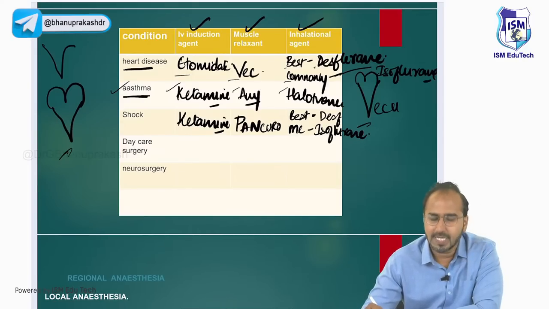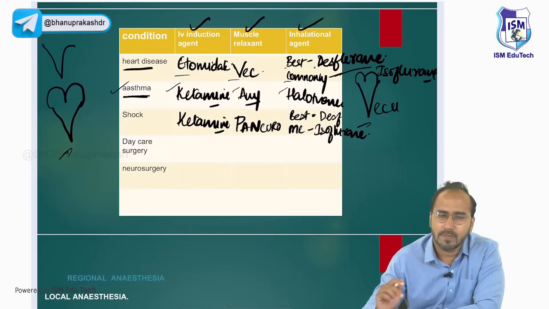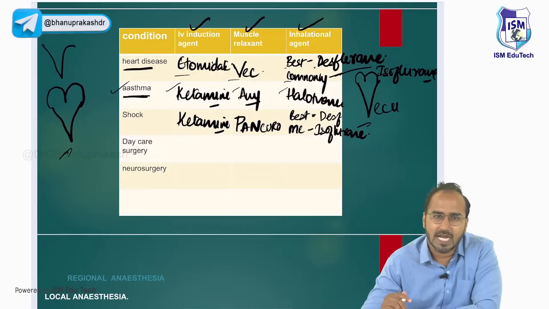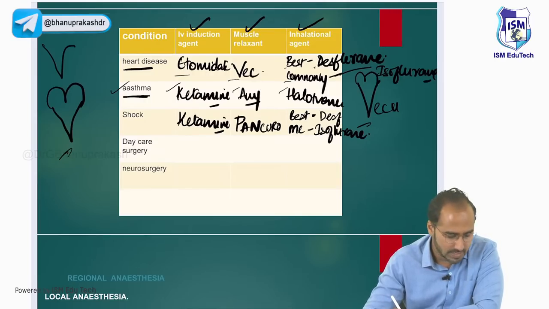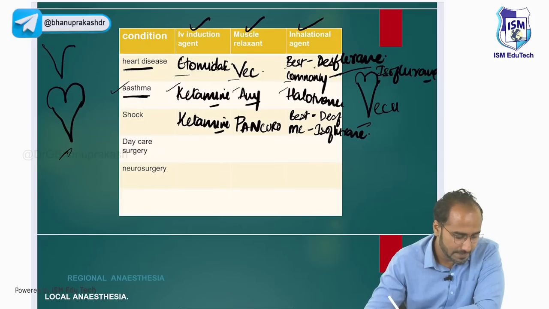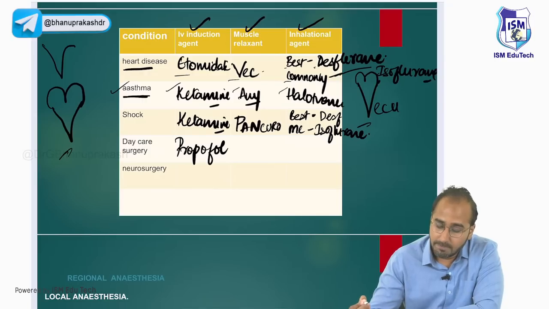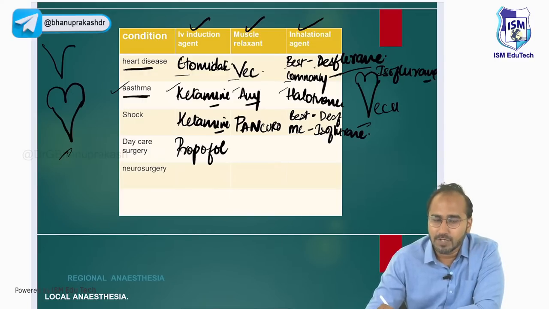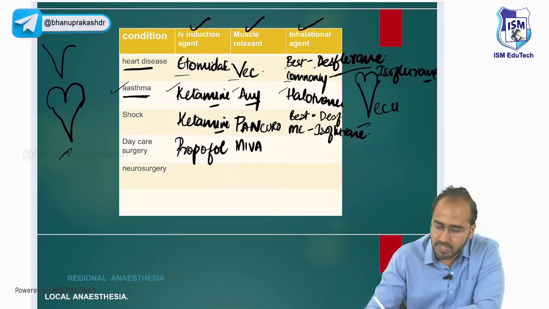Daycare surgery. Come on, guys. If a patient comes to you for daycare surgery, which is the best IV induction agent of choice? Propofol, very good. Muscle relaxant of choice for daycare surgery? Remember, you have to give the shortest acting non-depolarizing, which is mivacurium. Mivacurium is the shortest acting non-depolarizing agent which can be used for daycare surgery.